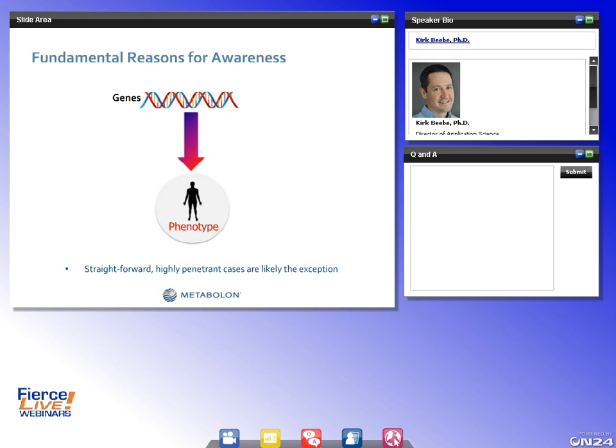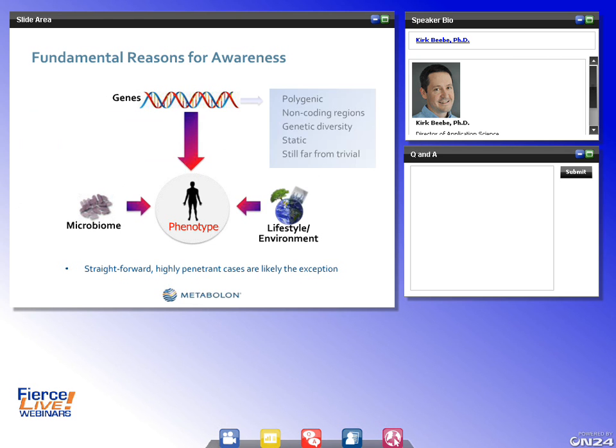It's more likely that these traits of biomedical or evolutionary interest are more often composed of lifestyle and environment, as well as this third rail of the second genome, essentially the microbiome, and that most of these traits genetically are polygenic. That is, they're composed of multiple alleles driving a particular phenotype.